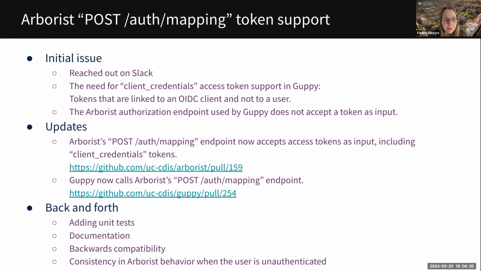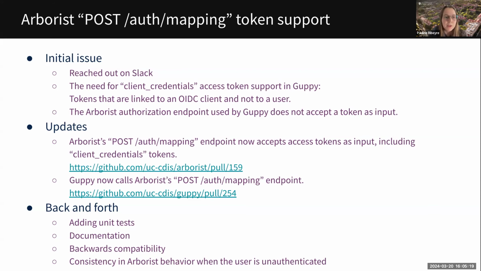So the first update is in Arborist to support those client credentials tokens. We chose to update the post auth mapping endpoint. This one did not accept tokens as inputs, but it was already able to return a client's access instead of a user's access. So it was a fairly straightforward update, just adding token support. And the second update is in Guppy, simply calling this endpoint that now supports tokens instead of what the logic was before, which was calling a different endpoint.